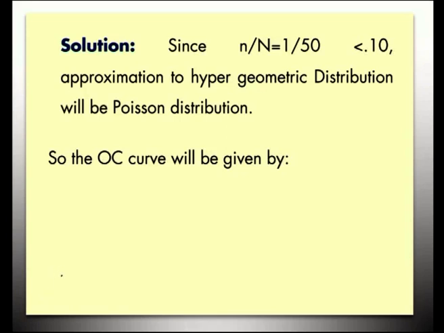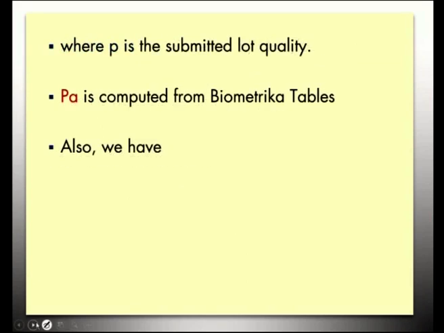We can take the approximation to hypergeometric distribution as Poisson's approximation. So, the OC curve is given by L of P is equal to PA is equal to summation x is equal to 0 to C e power minus NP whole power x by x factorial, where P is the submitted lot quality and PA is computed from the Poisson tables, and also we have AOQ is equal to small p into capital N minus n by capital N into PA.